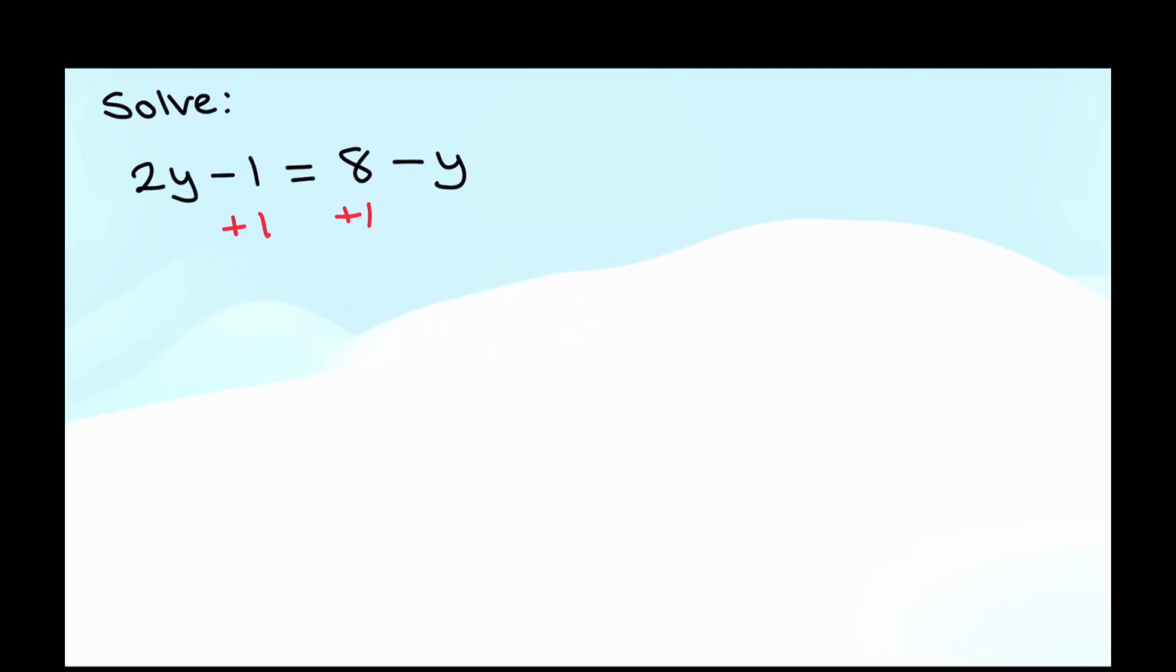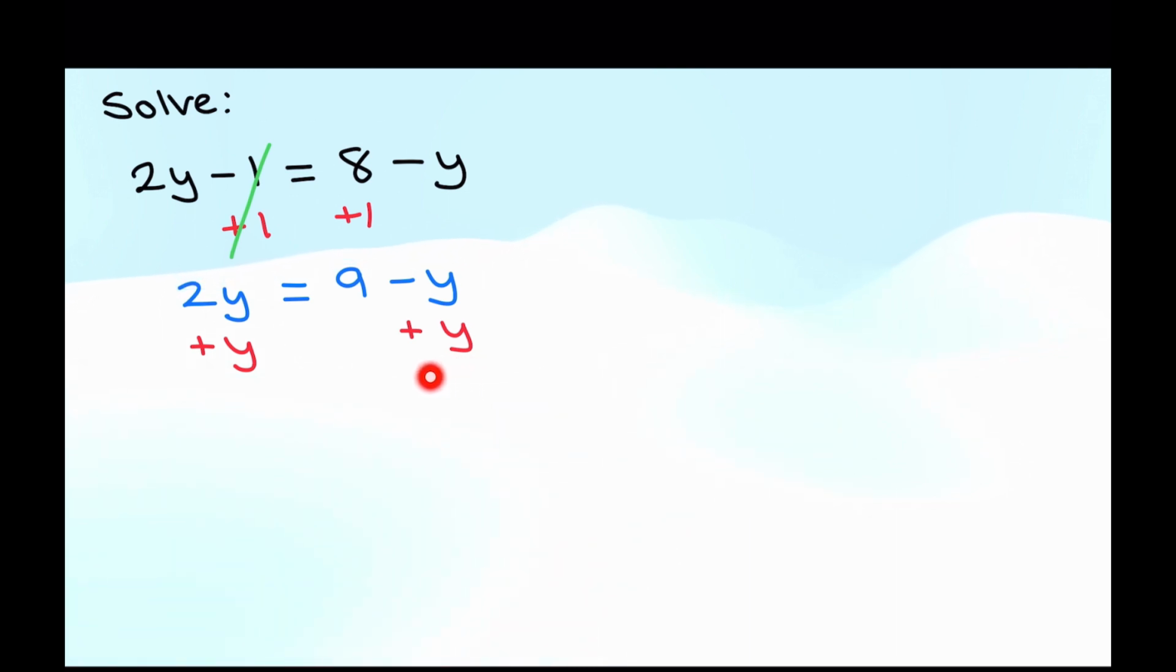So add 1 to both sides. That gets rid of the minus 1 on the left, so now I just have 2y equals 8 plus 1 is 9 minus y. All right, we want all the variables, all the y's, on the left side of the equation. So I want to take this minus y and move it over to the left. To get rid of a minus y, I do the opposite, so that's going to be add y. And I'm going to do that to both sides of the equation. Whenever we do something to one side of the equation, we have to do the same thing to the other side. So add y to both sides.